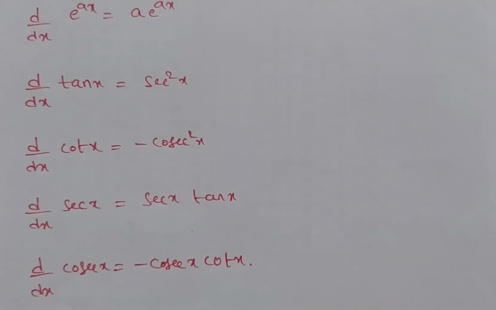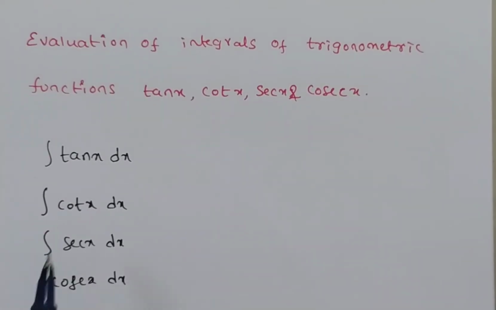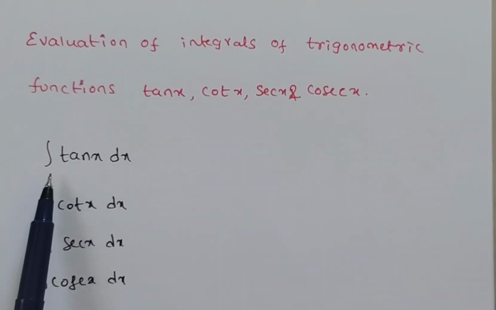In this case we have to go for the substitution method. There are three theorems in the indefinite integral, especially these theorems. Those are called the substitution method. Based on that we can find out the integrals of the trigonometric functions. Those are tan x, cot x, secant x and cosecant x. Now we will discuss those three theorems.